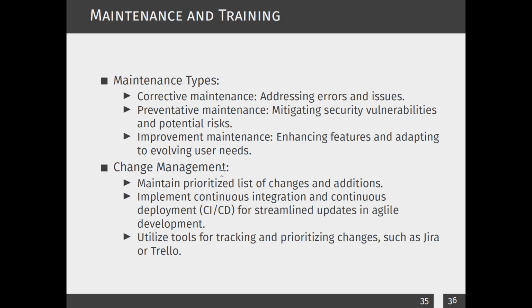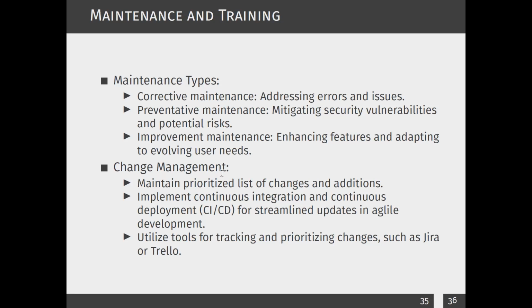Then improvement maintenance, especially when you want to enhance the features or adapt to evolving user needs. Once you develop a system, you will get requests from the users for new features or enhanced features. This type of maintenance we call improvement maintenance. And then change management. We can maintain a prioritized list of changes and additions, and what needs to be added or changed could be selected from this prioritized list.